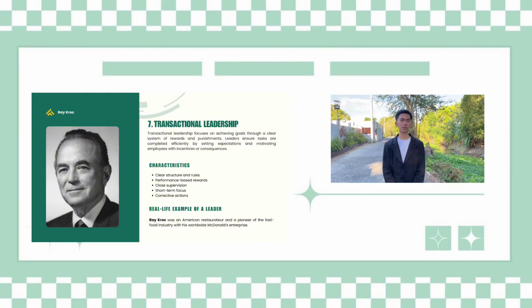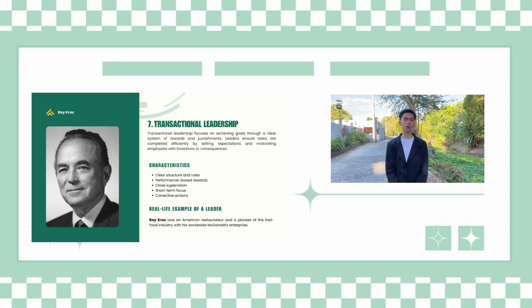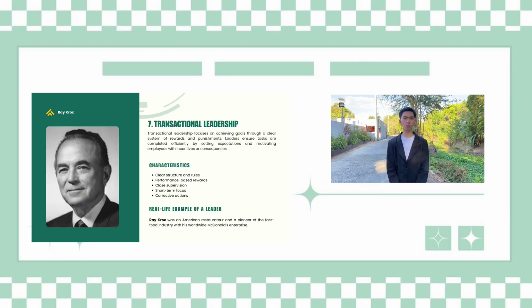First is clear structure and rules. Employees follow strict procedures, for example, service protocols in hotels and restaurants. Second is performance-based rewards: bonuses, tips, or recognition for meeting targets. Third is close supervision. Managers monitor staff closely.